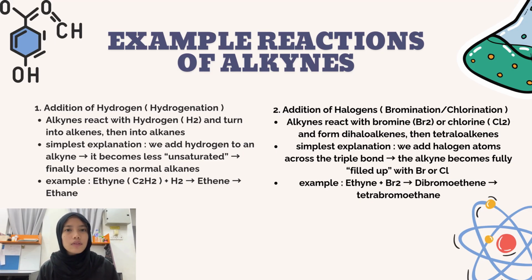Alkynes can also react with halogens like bromine or chlorine. These halogens attach to the triple bond and form new compounds such as dibromoethene, and with more halogen, they become tetrabromoethane.